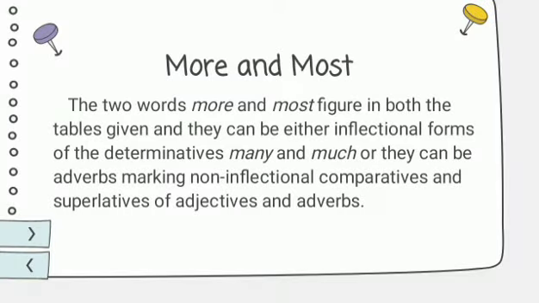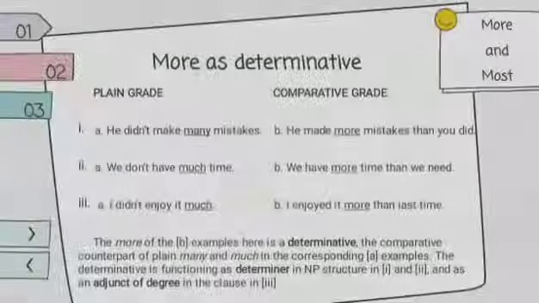In the second section, we will discuss more and most. In this section, there are three sub-chapters: more as determinative, more as an adverb, and most. The two words more and most can be either inflectional forms of the determinatives many and much. Also, they can be adverbs marking non-inflectional comparatives and superlatives of adjectives and adverbs.